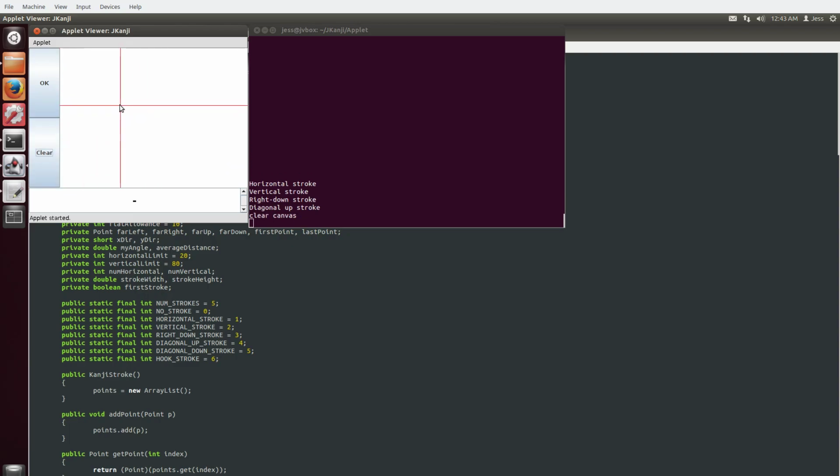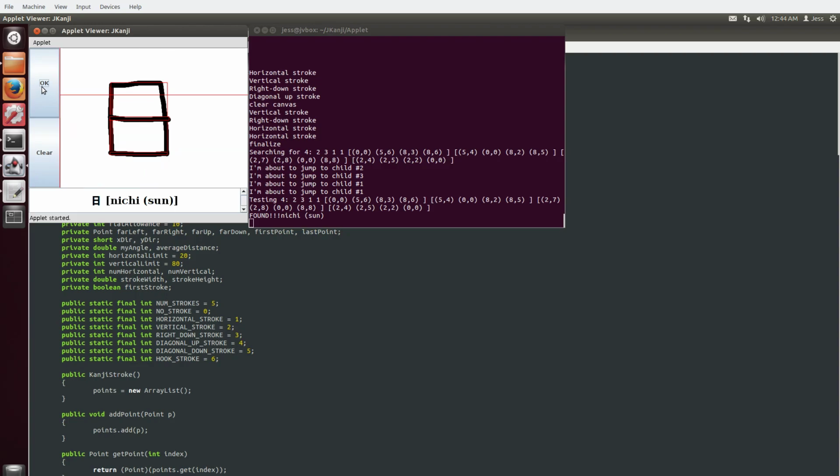So, for example, this character starting with a vertical stroke, followed by a special stroke that's actually one stroke, but it's right and then downward, followed by a horizontal stroke and another horizontal stroke. When we ask the system to recognize it, it gets recognized as the character for sun.